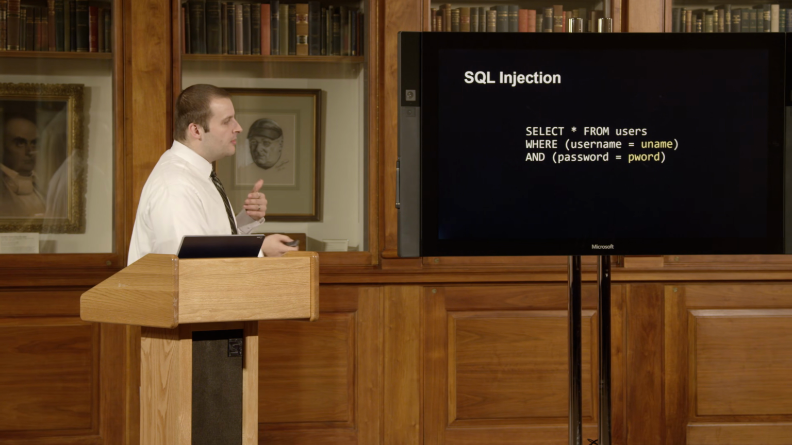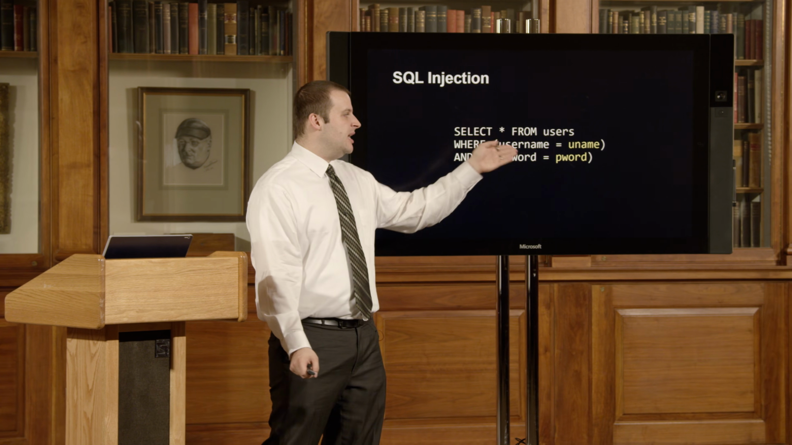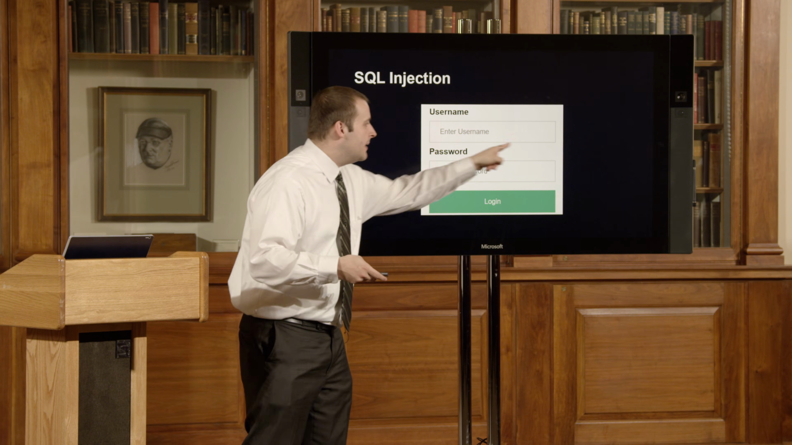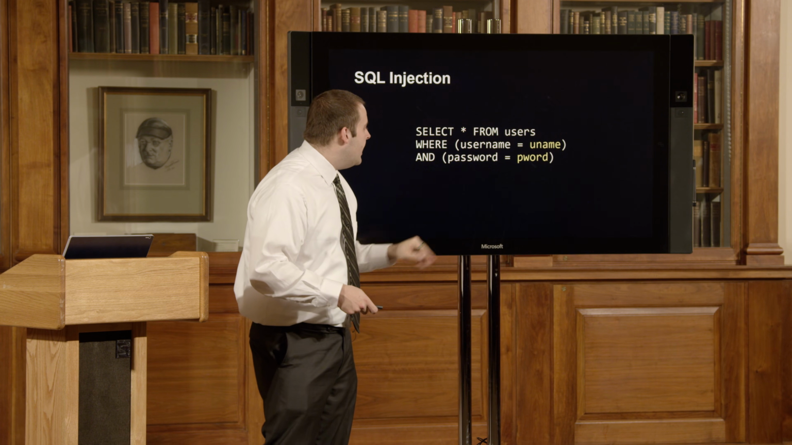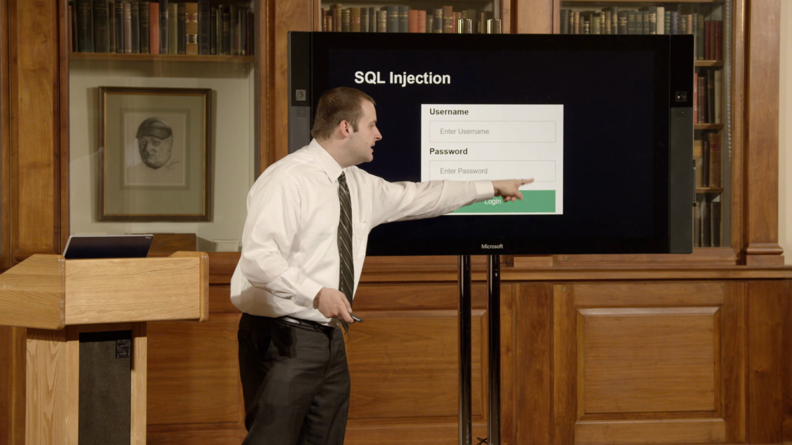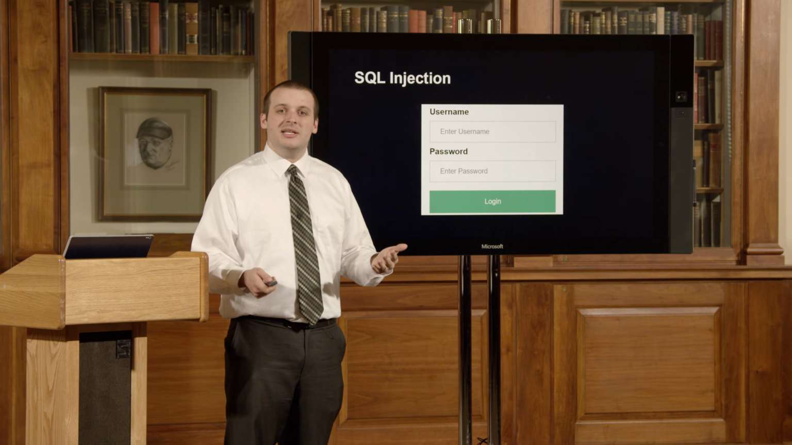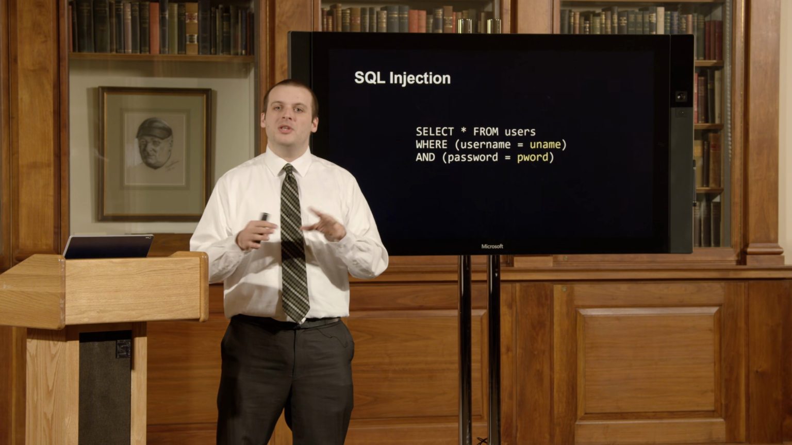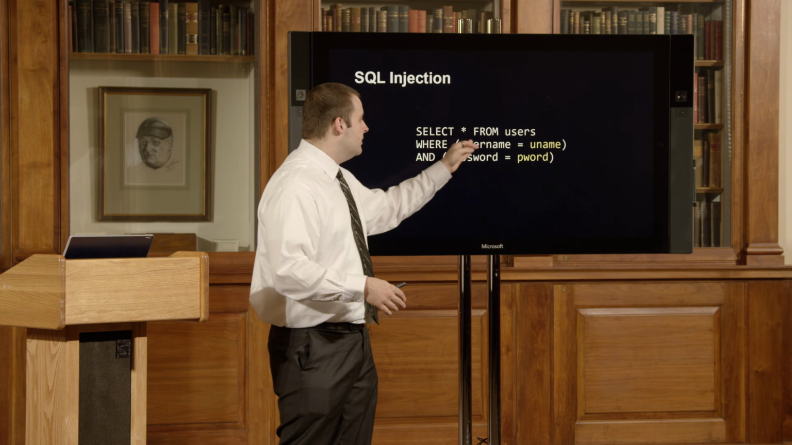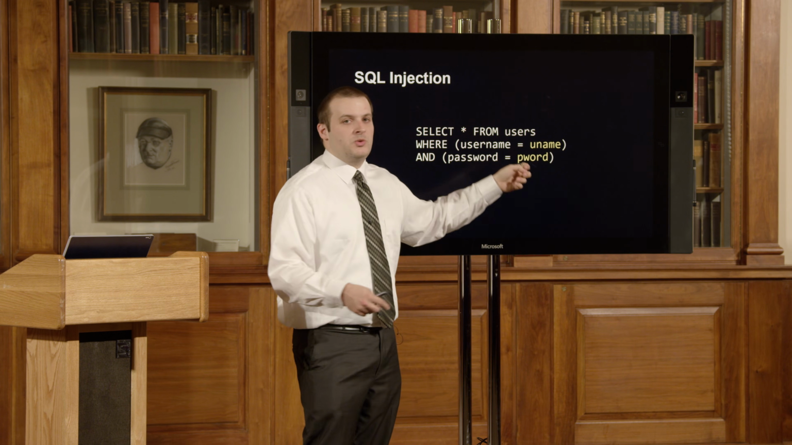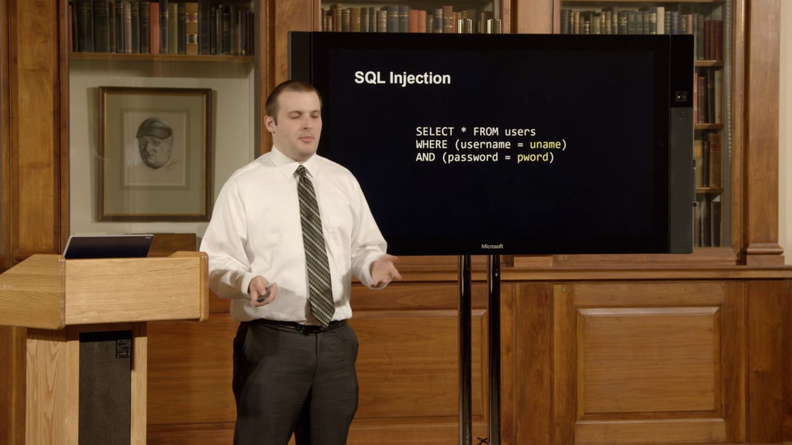Select star from users where username equals uname, and uname here in yellow referring to whatever was typed in this box, and password equals pword, where again pword is referring to whatever was typed in this box. So we're doing a SQL query to select star from users, get all of the information from the users table, where the username equals whatever they typed in that box, and the password equals whatever they typed in that box.